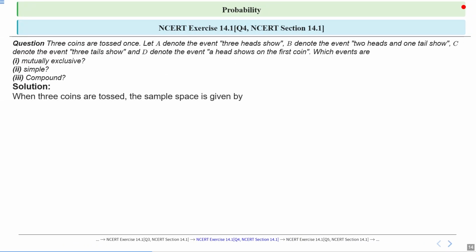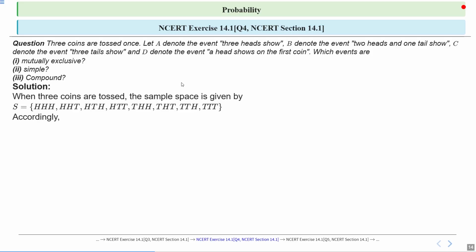When 3 coins are tossed, what is the corresponding sample space? The sample space S contains the elements HHH, HHT, HTH, HTT, THH, THT, TTH, and TTT. So this is our corresponding sample space when 3 coins are tossed.